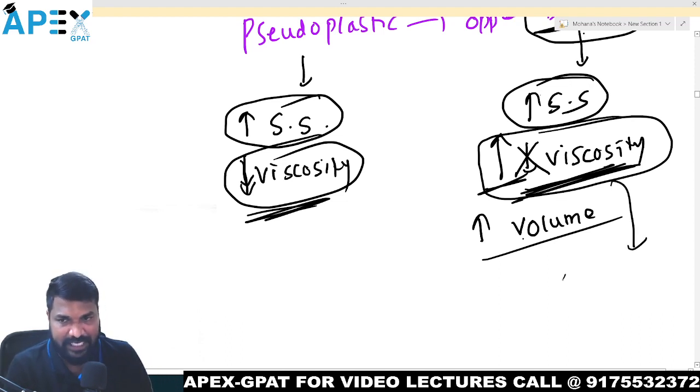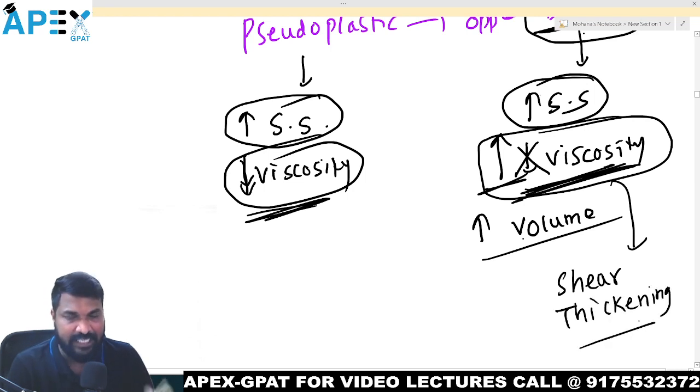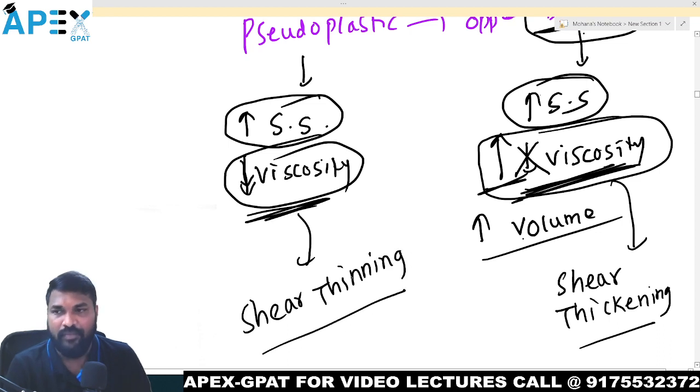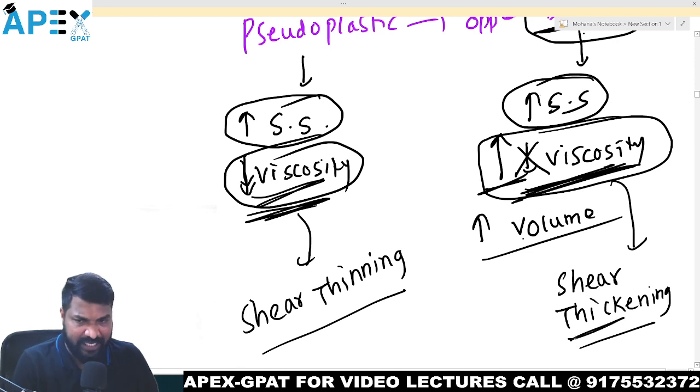That's why we call it the shear thickening system. This we call the shear thickening system, and this we call the shear thinning system. Why do we call it the shear thinning system? Because viscosity decreases. Why do we call it thick? Because viscosity increases.